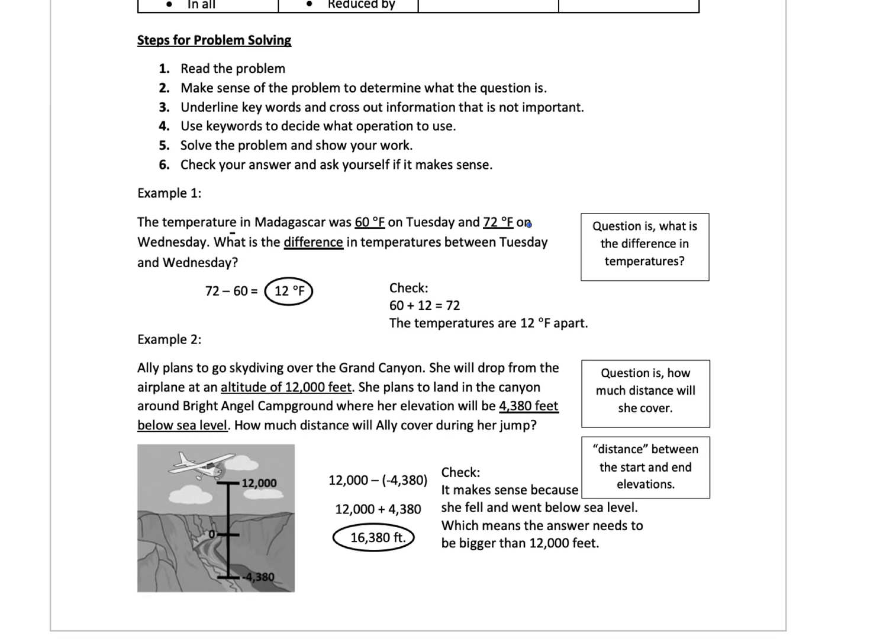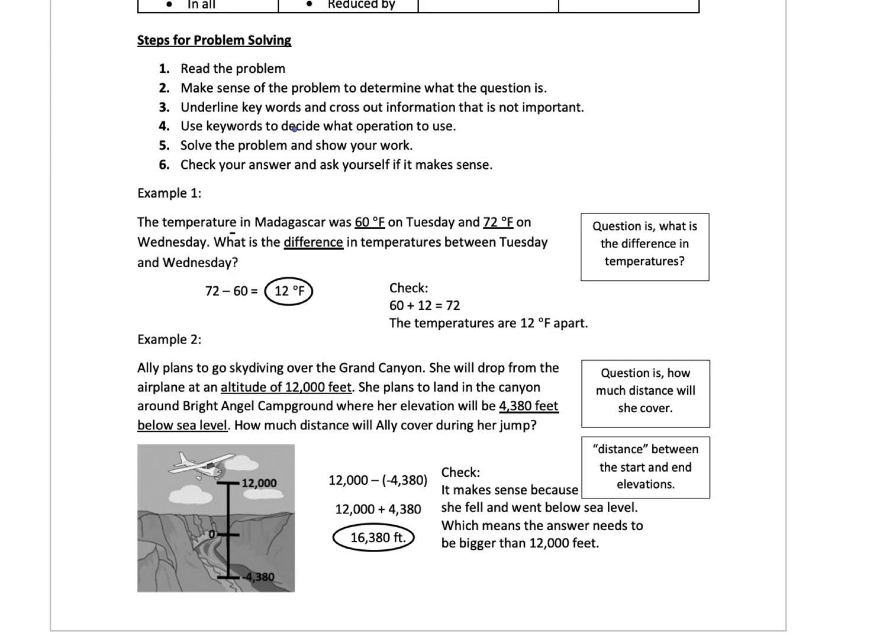Some steps for problem solving any type of word problem. You first want to read your problem, make sense of what the problem is asking you to solve for, because that's typically going to be what your variable will be. You're going to have to underline keywords and then cross out information that's not important. So sometimes they'll try to tell you some extra numbers in there that don't really matter for the problem and what your answer is going to be.